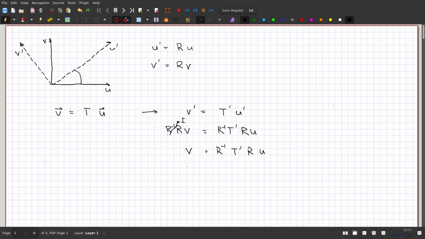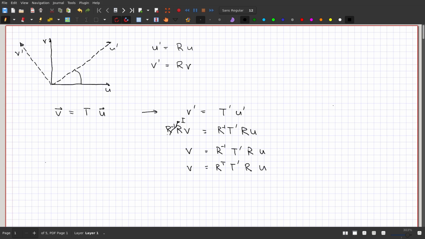And then remember also that if the matrix R is unitary, a unitary matrix is a matrix whose inverse is its transpose, or its transpose is its inverse. And that's always true of rotation matrices. So rotation matrices are always unitary. So we can also write R transpose T prime R U.